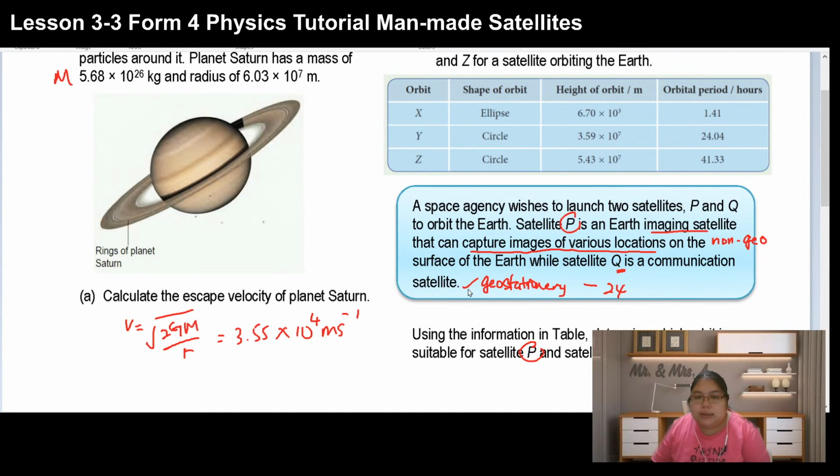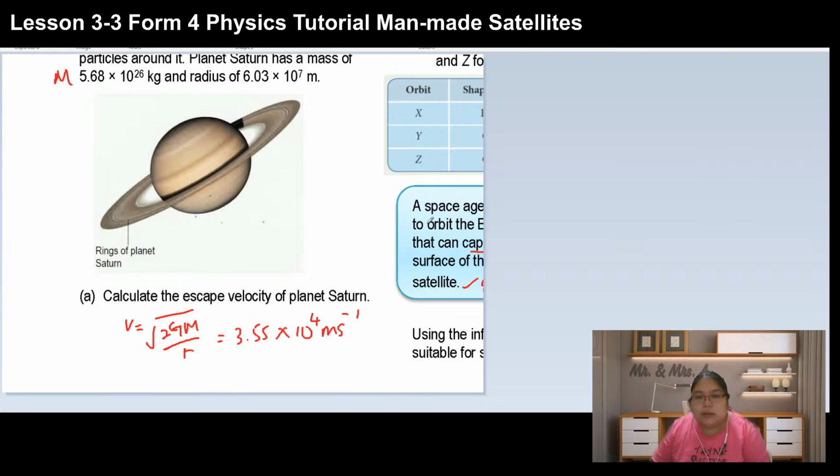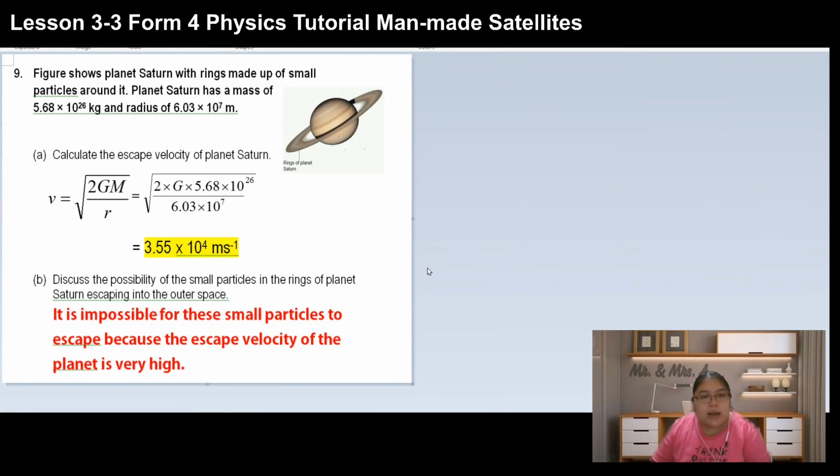Okay, let's see the number 9. This was the number 9 answer. Escape velocity, you do the calculation. The next one, they ask whether the small particle can escape or not. Your answer is impossible, because the escape velocity is too high.